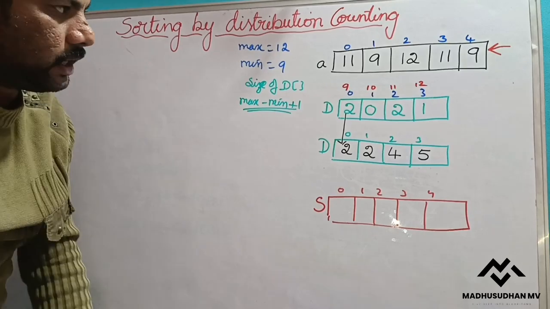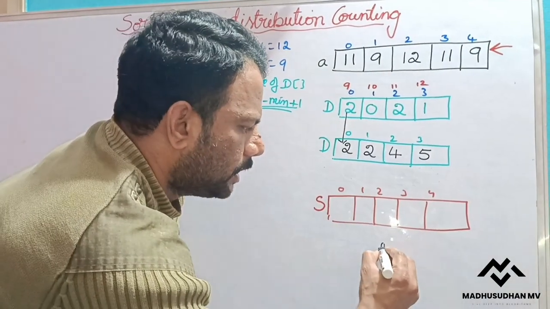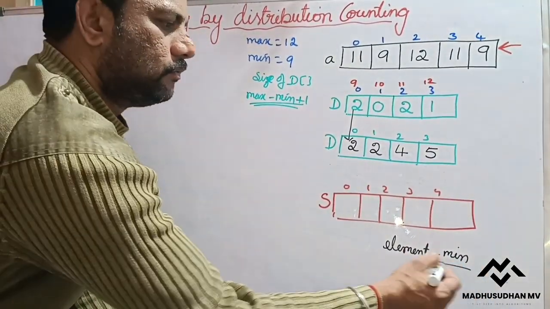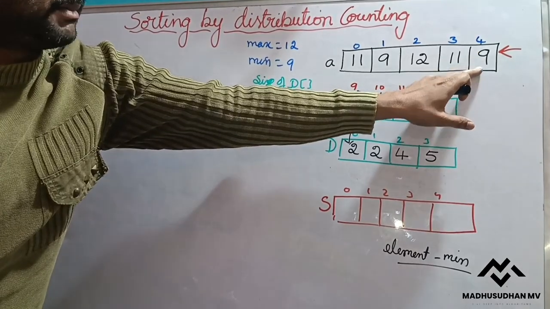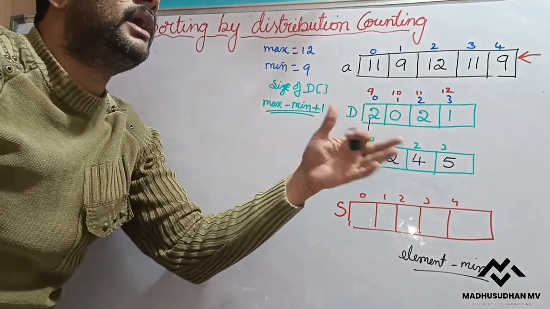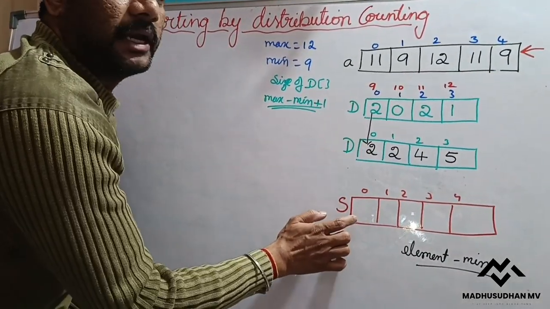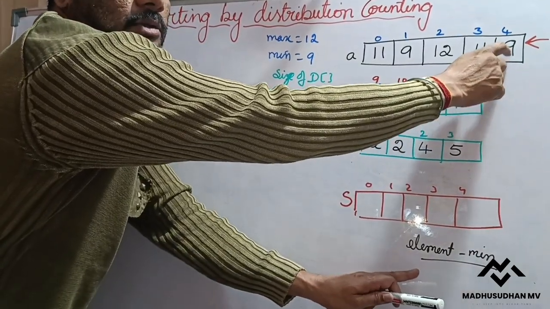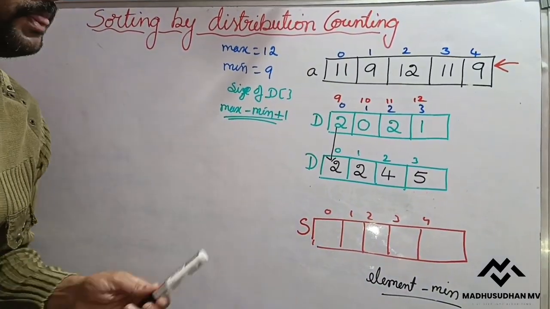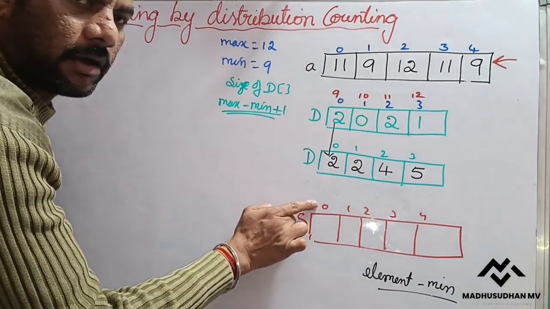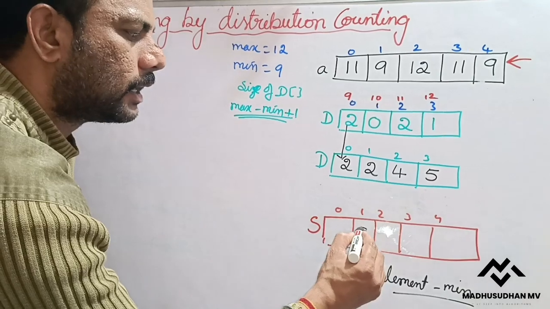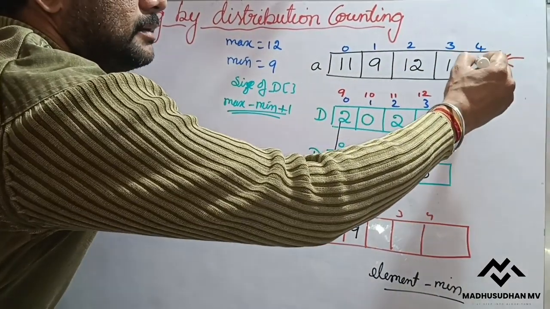What we need to do is use this formula: always check element minus minimum. The last element is 9, so 9 minus the minimum element, 9 minus 9, is 0. This value gives the position from where I need to distribute, the position in the count array. In position 0, what is there? 2. Since we started positions from 0, I do minus 1: 2 minus 1 is 1. So in position 1 I will write 9. Now this element is done.